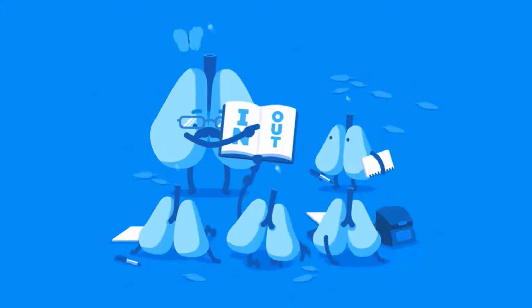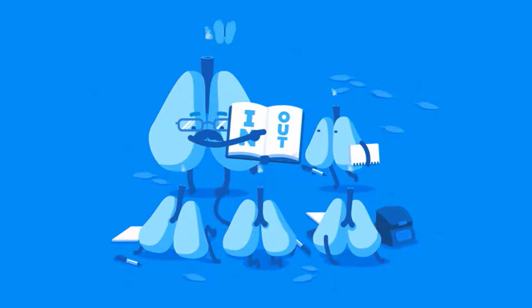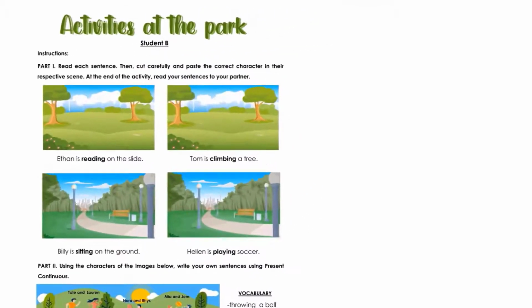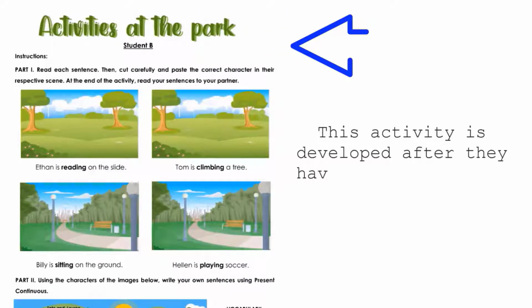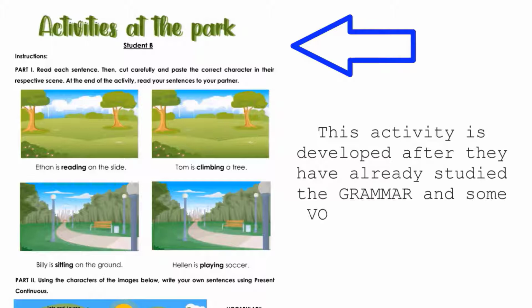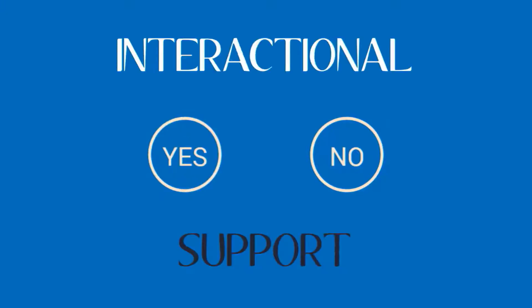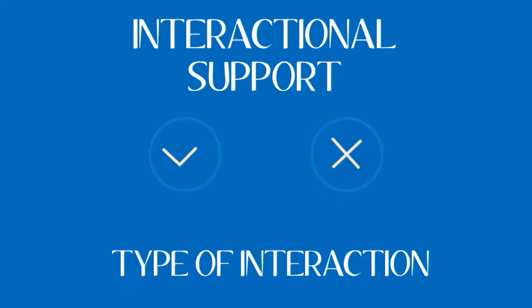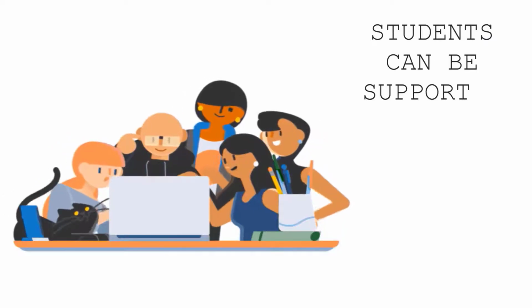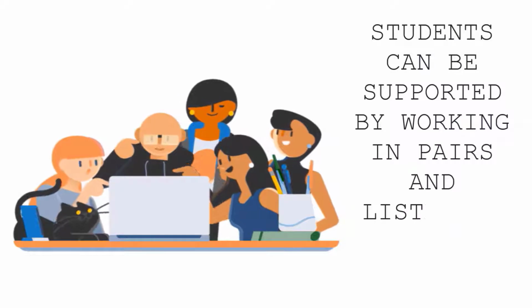When the teacher models and explains the task, he is providing support. This activity is developed after they have already studied the grammar and some vocabulary on the present continuous. Interactional support can come from the type of interaction. Students can be supported by working in pairs and listening to their partners.